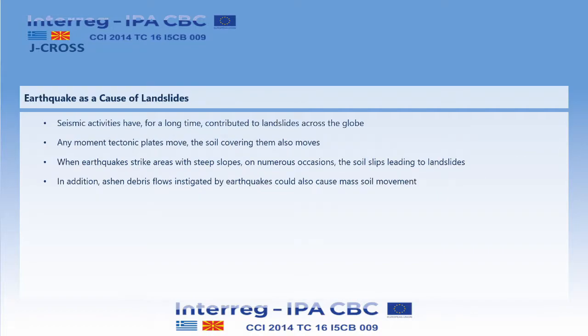Seismic activities have, for a long time, contributed to landslides across the globe. Any moment tectonic plates move, the soil covering them also moves. When earthquakes strike areas with steep slopes, on numerous occasions, the soil slips leading to landslides. In addition, ash and debris flows instigated by earthquakes could also cause mass soil movement.